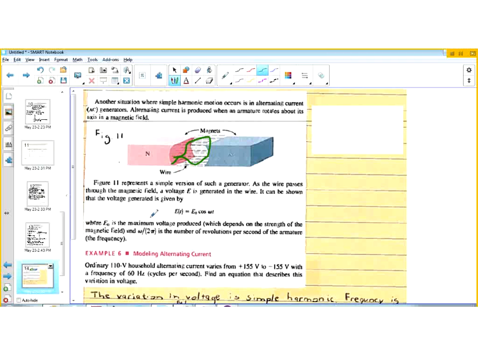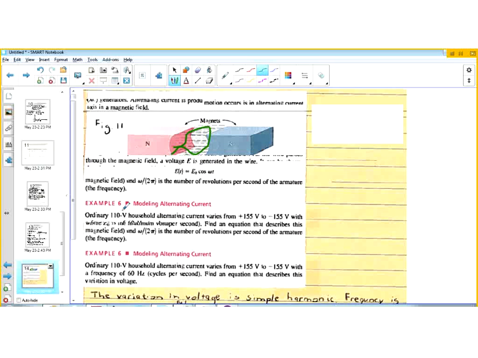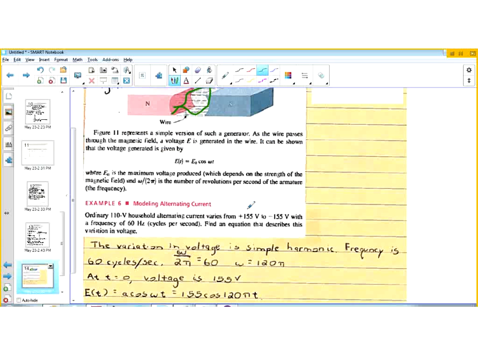And so we have voltage as a function of time. And of course, E sub naught is the maximum voltage, and it depends on the strength of the magnetic field. And omega over 2 pi is the number of revolutions per second of the armature. So omega over 2 pi is the frequency. All right, so in this problem, we have 110-volt household alternating current that varies from 155 to minus 155 volts with a frequency of 60 hertz, cycles per second. So we want to find an equation that describes the variation in the voltage.